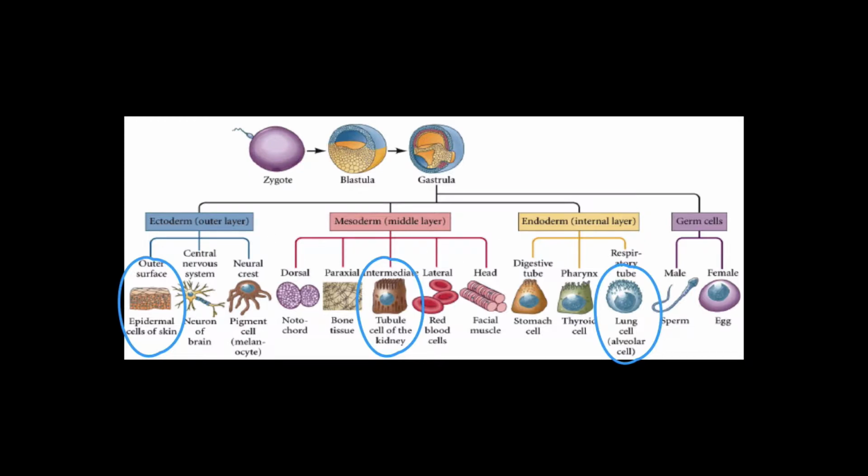In ectoderm, the outer layer, you're going to find it in the skin. In mesoderm, the middle layer, you're going to find it in the tubules of the cells of the kidneys, for example. And in endoderm, you're going to find it covering the lung cells, the alveolar cells. We're going to look at it later on.